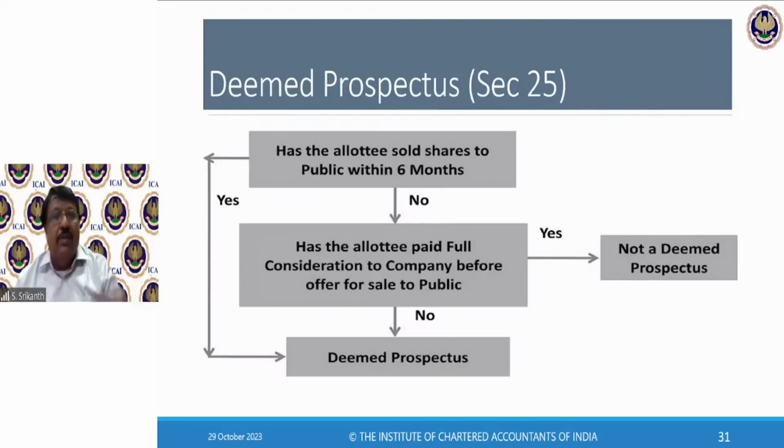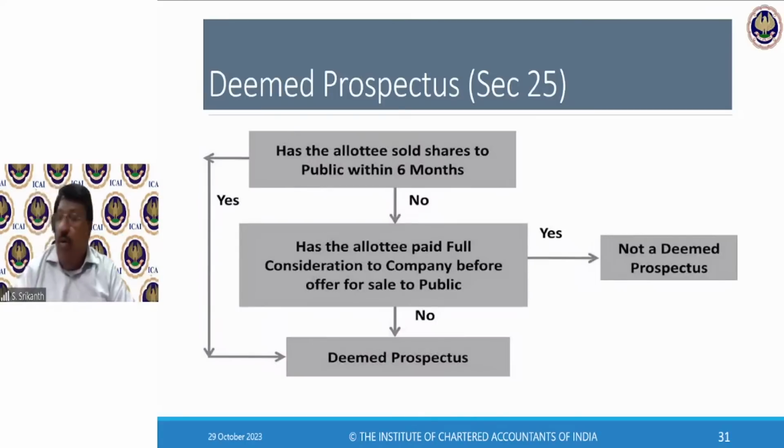Not within 6 months, full consideration paid. Both have to be negative for the first and positive for the second. That is, I have not made it within 6 months and I have paid the full consideration. Then it is not a deemed prospectus. Even if you answer one of them against, then you're out. If you say yes, within 6 months, gone. Or if you say it was not within 6 months, but I have not paid the full consideration, then also it will become a deemed prospectus.